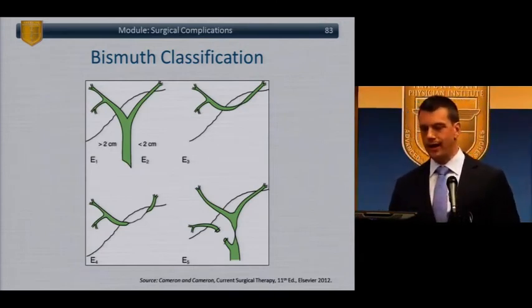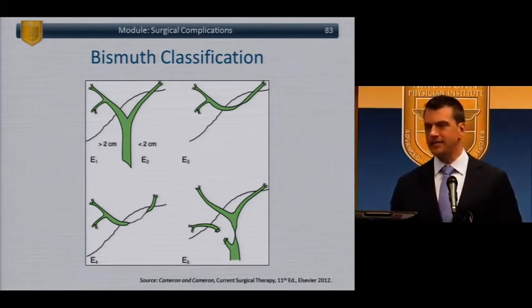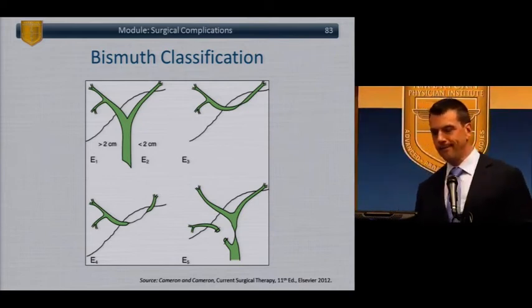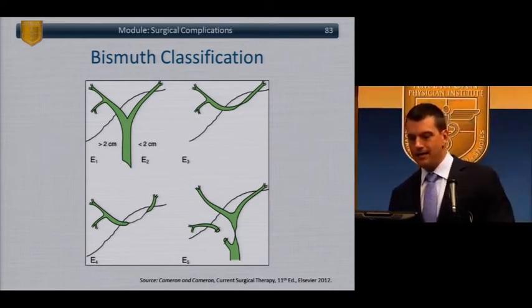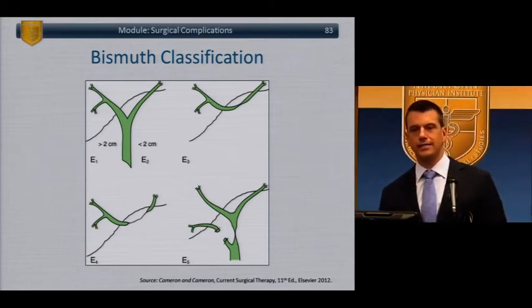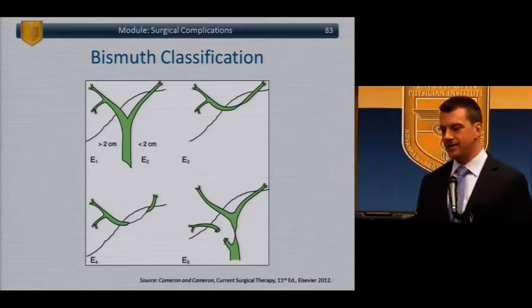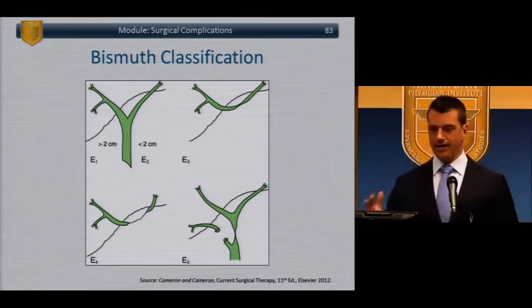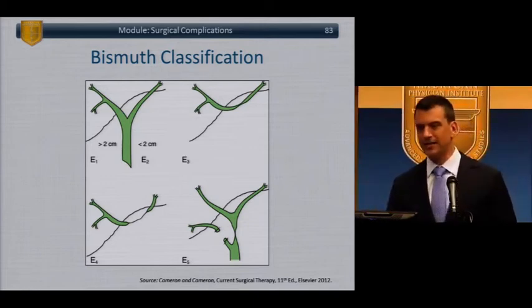E1 and E2 have to do with whether there's more or less than 2 centimeters. Again, this is possible to fix with biliary enteric anastomosis. E3, you can see it goes all the way up into the confluence, but there remains some communication. E4, we go up and the confluence is gone and there's no communication left to right. And finally, type 5, you can see there's a left, there's a right, and there's another right sectorial duct that's been ligated.